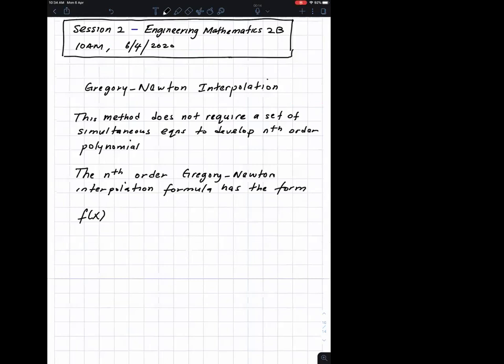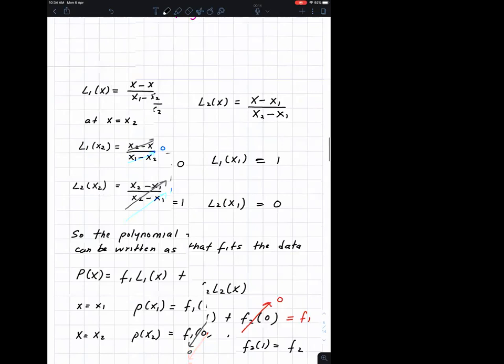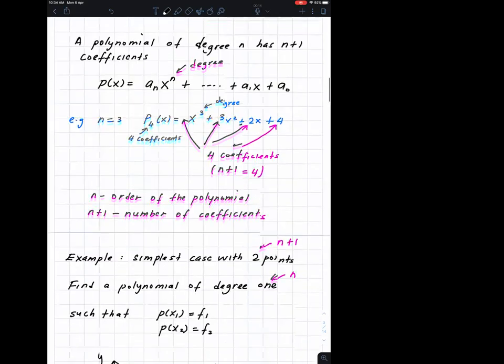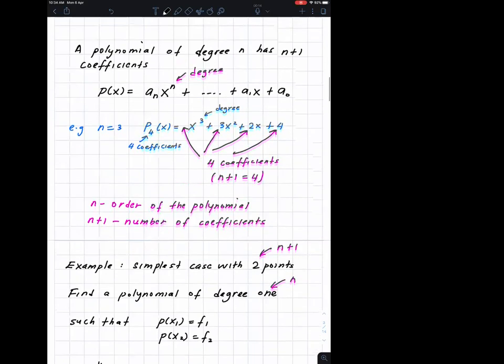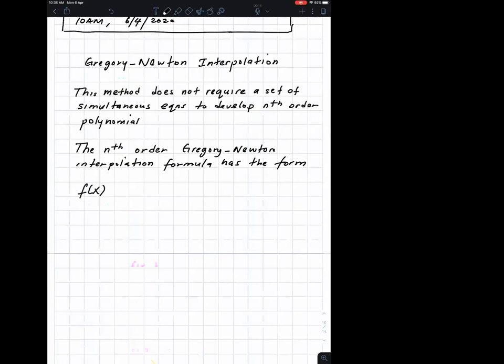You remember the last time when we were doing the Lagrange formula interpolation, we had a different technique. Okay, so this is a Gregory, a different technique. So generally you have a formula that starts with A1, A2. We will define what it is in a while.